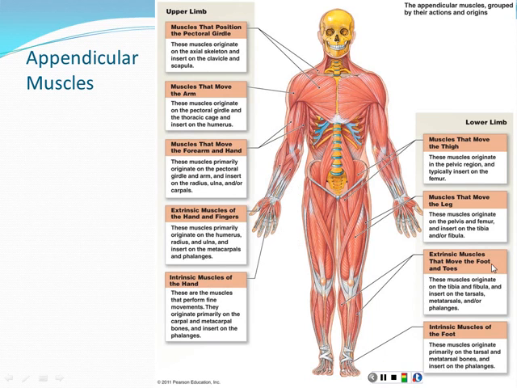And then in the lower limb, the pelvic girdle doesn't move. So we don't have muscles that move the pelvic girdle around because it's all rigid and bony. But we do have muscles that move the thigh, so that's the femur. Muscles that move the leg, that's the calf. In anatomy terms, the leg is from the knee to the ankle, and the thigh is from the hip to the knee. And then we have, just like with the hand, extrinsic and intrinsic muscles of the foot that move the toes and the foot itself.